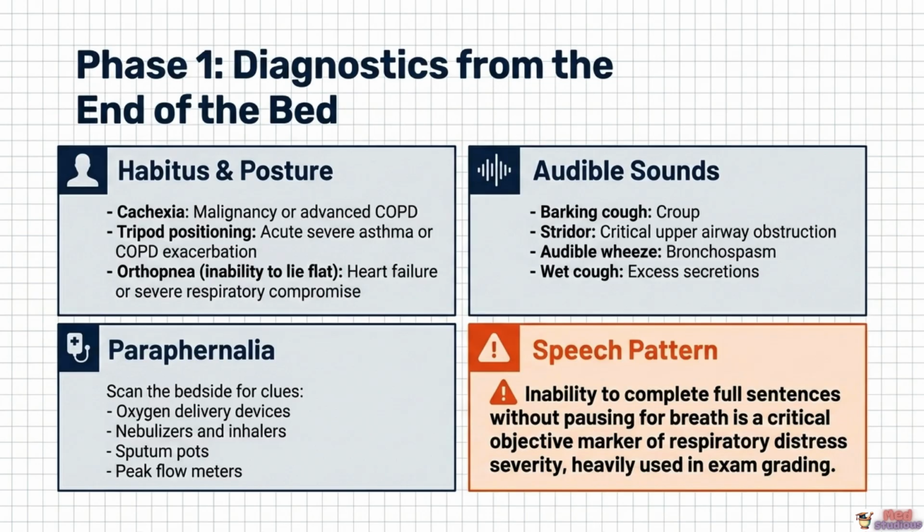Audible sounds carry their own diagnostic weight. A barking cough suggests croup. Stridor indicates a critical upper airway obstruction demanding urgent attention. An audible wheeze indicates bronchospasm, and a wet cough suggests excess secretions. Perhaps the single most clinically important objective marker at this stage is speech pattern. The inability to complete full sentences without pausing for breath is a critical, heavily weighted marker of respiratory distress severity, frequently used as an objective grading criterion in both real clinical practice and exam scenarios.